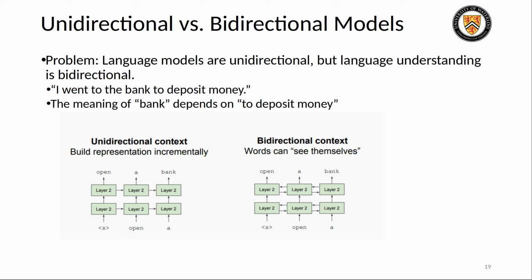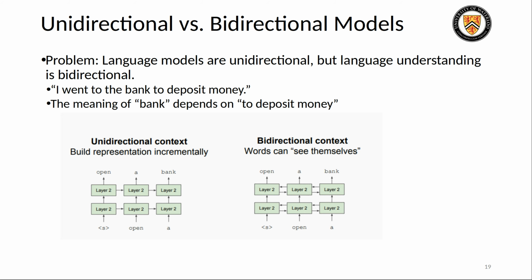For example, consider the sentence "I went to the bank to deposit money." The word bank could refer to a financial institution or the side of a river, and the meaning is determined by the context of the whole sentence. For tasks that require understanding the meaning of a word in the context of the entire sentence, such as question answering or natural language inference, a unidirectional model may struggle.